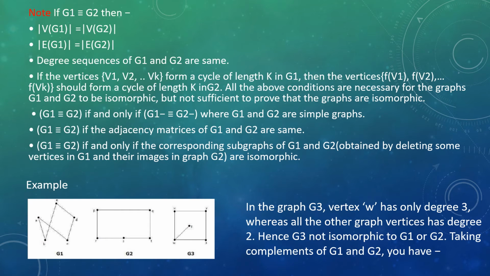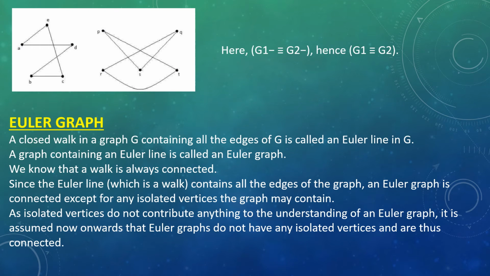Hence, G3 is not isomorphic to G1 or G2. Taking components of G1 and G2, we have that G1 minus is similar to G2 minus. Hence, we can say that G1 is similar to G2.